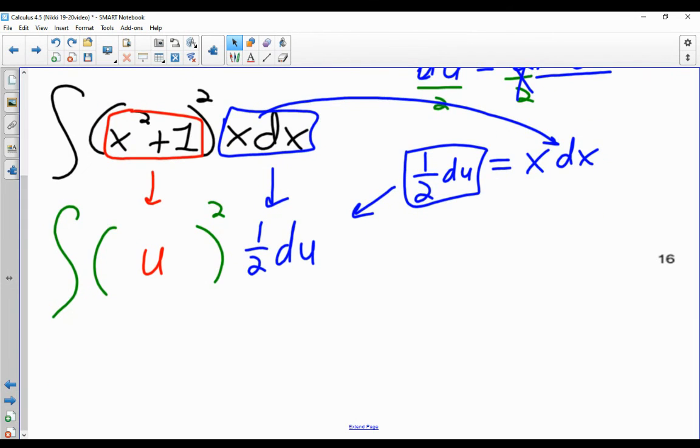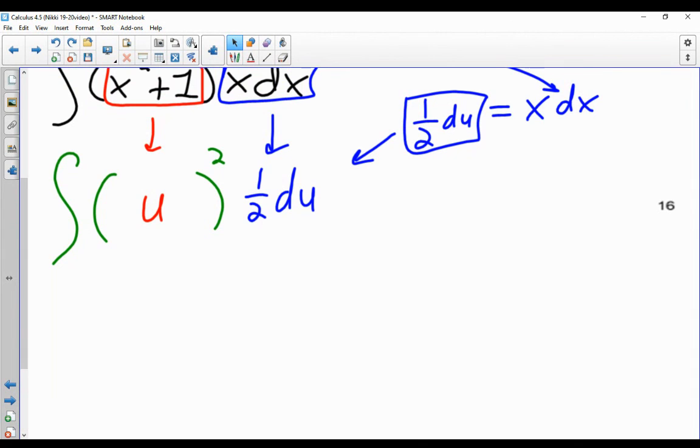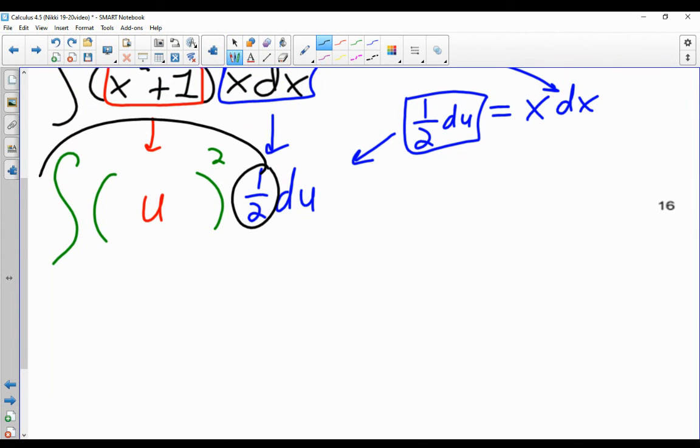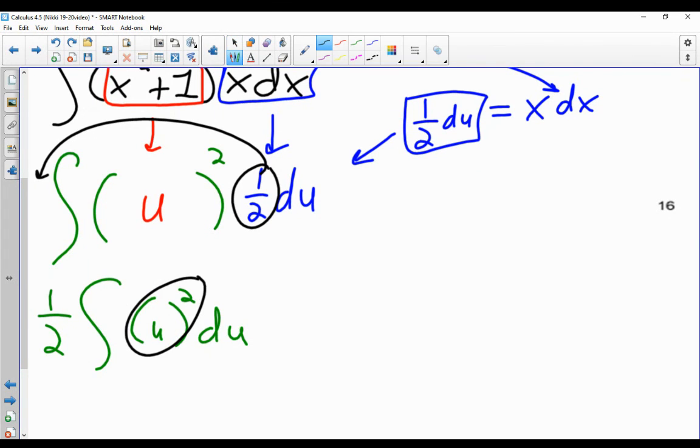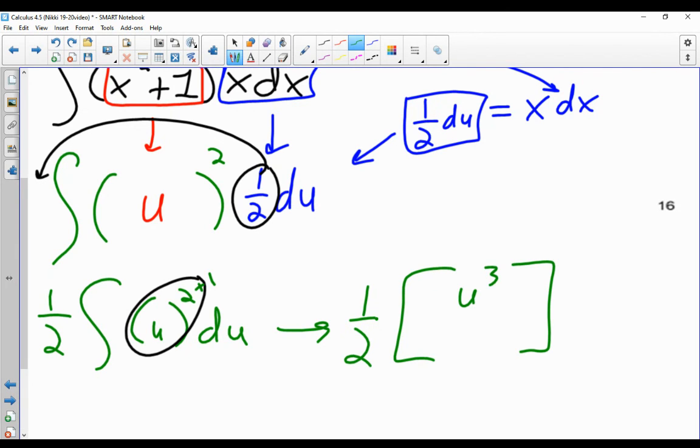And just like before, if you don't want to deal with the 1/2 just now, go ahead, just take your 1/2, put it to the front for now. So in other words, 1/2, and then integral of u squared du. All right. Now we got something we can take the antiderivative of. Easy peasy. Let's do it. So we still have the 1/2 on the side. Now let's do the antiderivative. You add 1 to the power, which gives you 3, and then divide by the new power, which is 3. And then you got to add your constant.